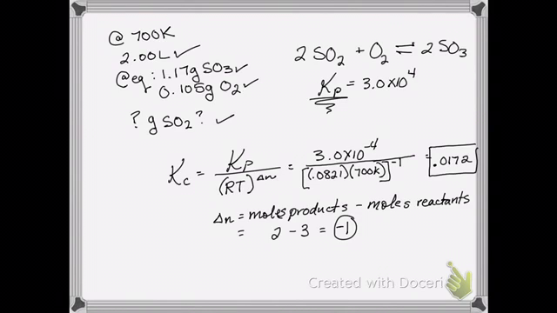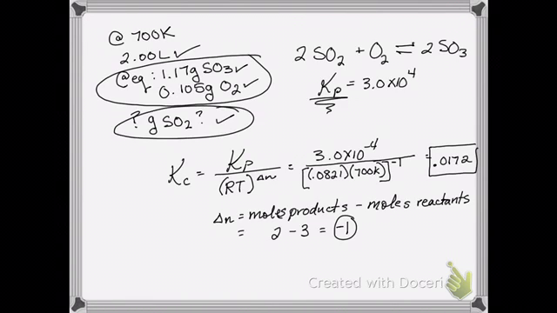Now that I've got my K sub C, I'm going to go ahead and change this information right here from mass to moles and moles to molarity so that I can go back and do my K sub C expression. I'll plug in those values using the K sub C, and then I will solve for the molarity of SO2 and change the molarity back into grams.